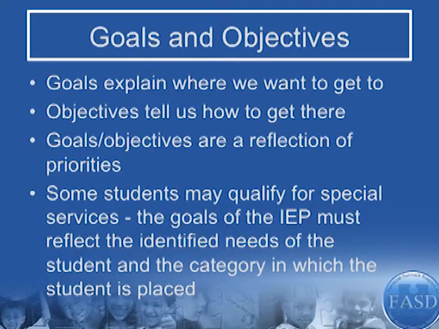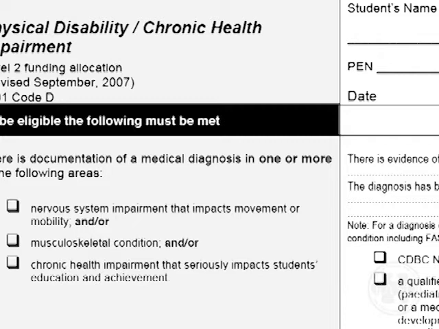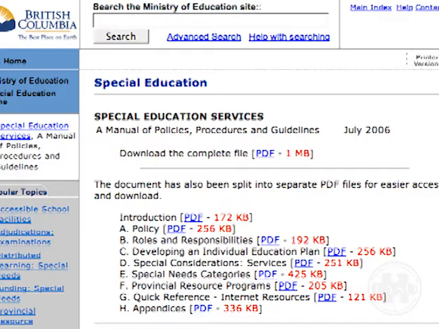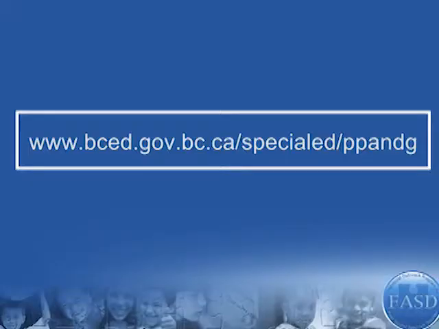Note: some students may qualify for special services from the school, district, and/or ministry. The goals of the IEP must reflect the identified needs of the student and the category in which the student is placed. For example, for inclusion in Category D, the student's needs must meet a variety of criteria, including special needs in a minimum of 2 of the 5 domains. For more information on the Ministry of Education's special services, visit the website on the accompanying slide.